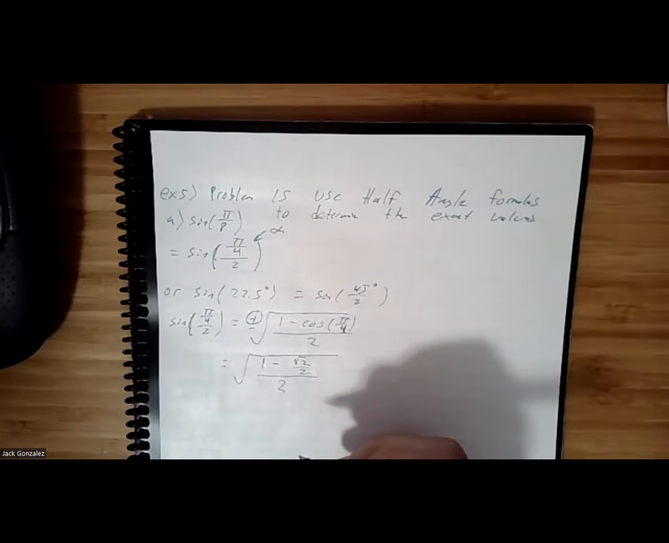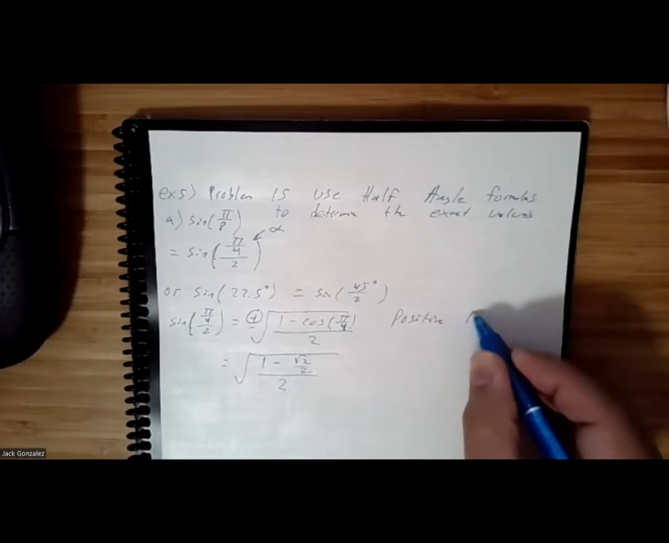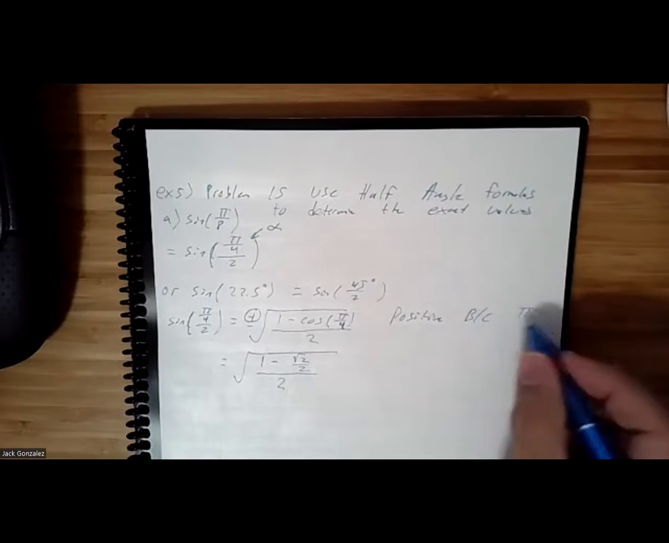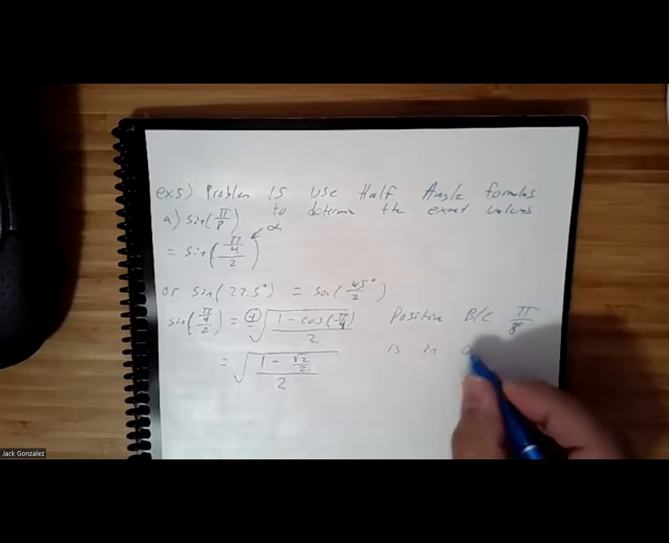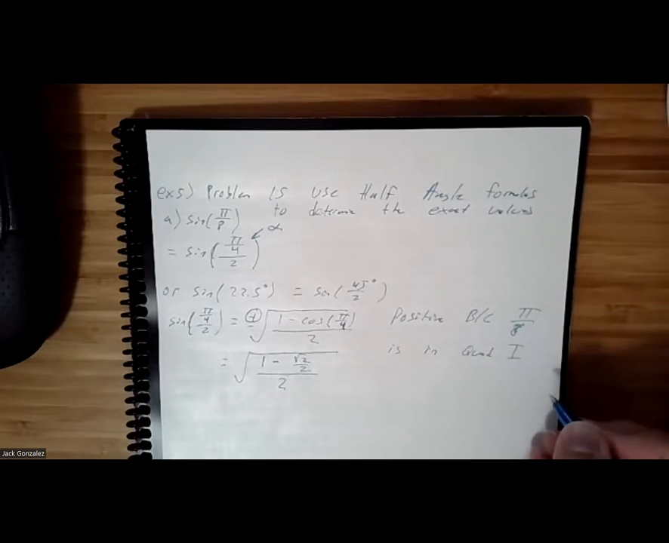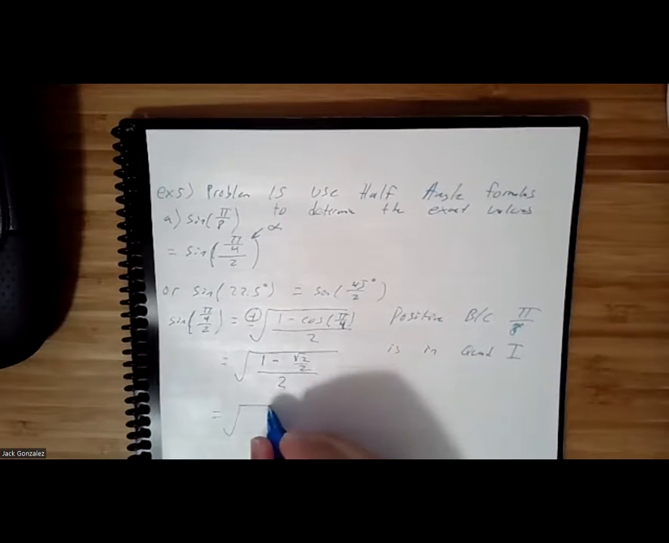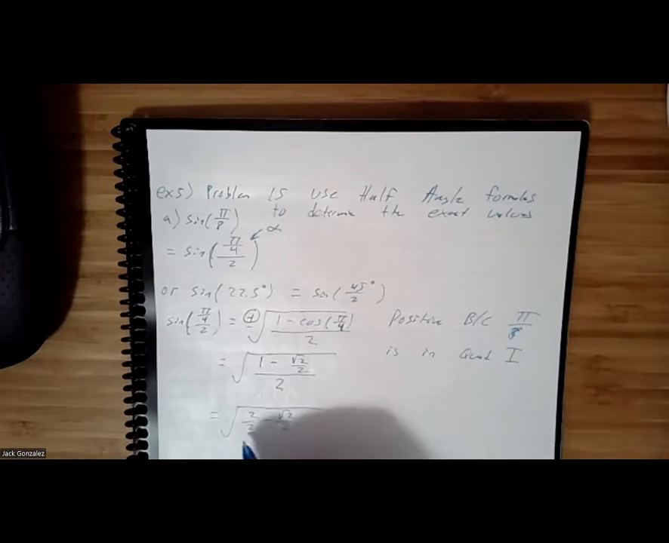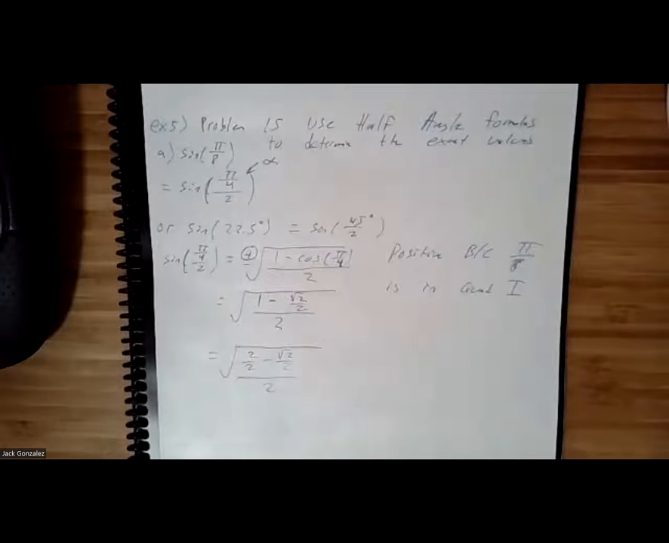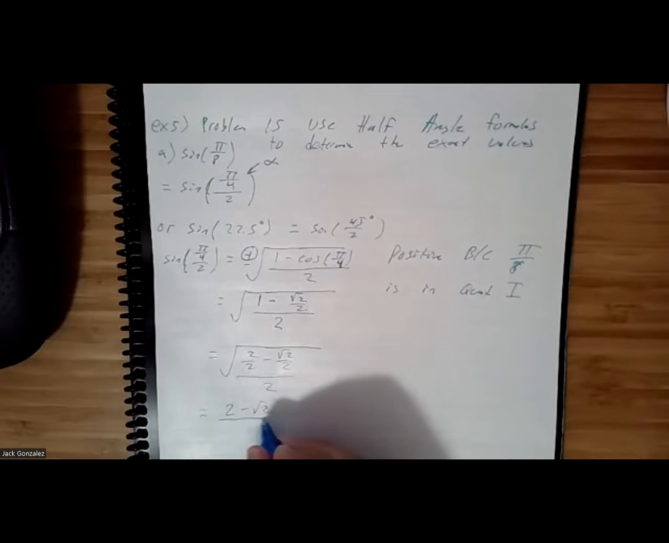Okay. So positive, I'm going to write you a note here, because pi over 8 is in quadrant 1. Okay. So subtract this, that'll be 2 over 2 minus square root 2 over 2. It's doing fraction stuff, nothing fancy. That'll be 2 minus root 2 over 4.